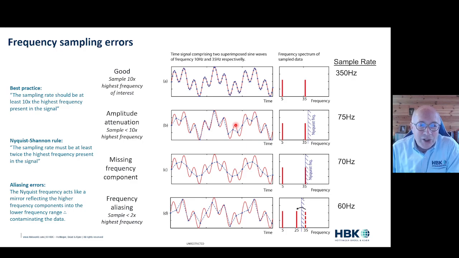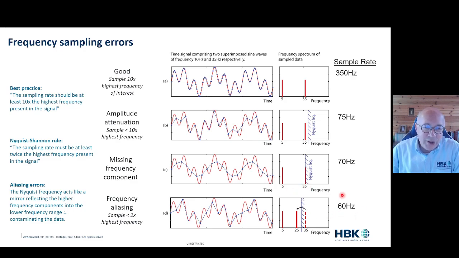Now, what the Nyquist-Shannon rule actually says is that if we cut this down, so let's now sample at 70 hertz, I'm now missing the 35 hertz completely. I can see I've got the 5 hertz one coming in, this dotted blue line, but now there's nothing at 35 hertz at all. I've missed it completely. And aliasing is when we go below that.